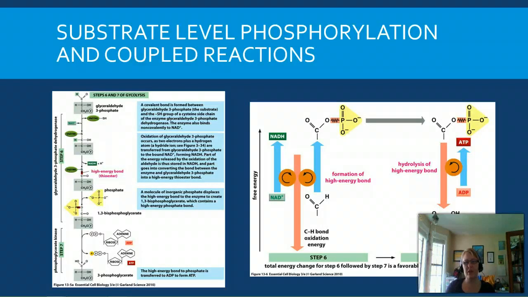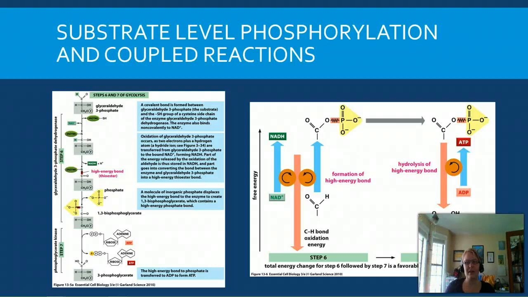So let's talk a little bit about substrate level phosphorylation. This is an example of a coupled reaction. And we can see this highlighted here on this slide with steps 6 and 7 of the glycolysis. And you can see that the covalent bond is formed between the G3Ps and this sulfhydryl group of the cysteine side chain of the enzyme G3 phosphate dehydrogenase.